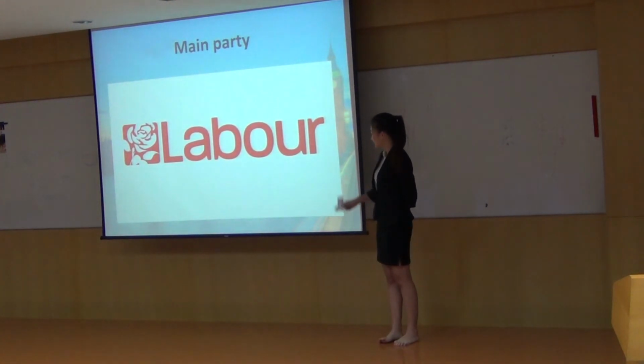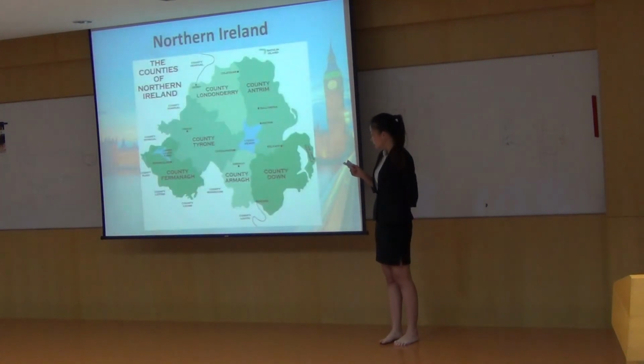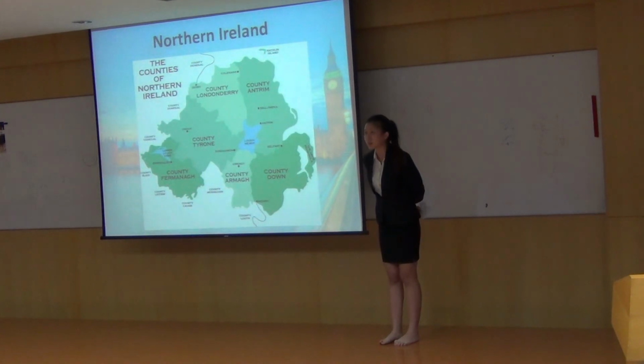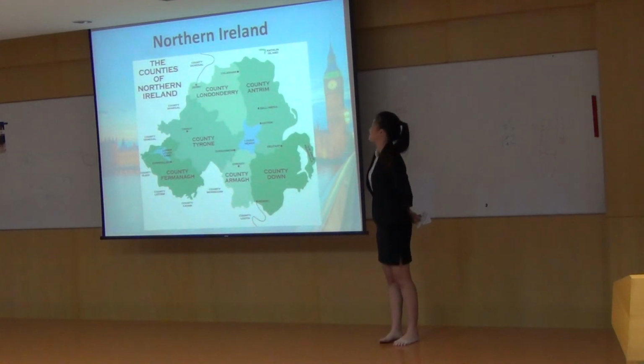And the main party is the Labour Party. Wales has been a bastion of the Labour Party since the early 20th century. The Labour Party has emerged as the most popular political party in Wales, holding about 26 out of 40 seats in the Assembly. And the last one is Northern Ireland.